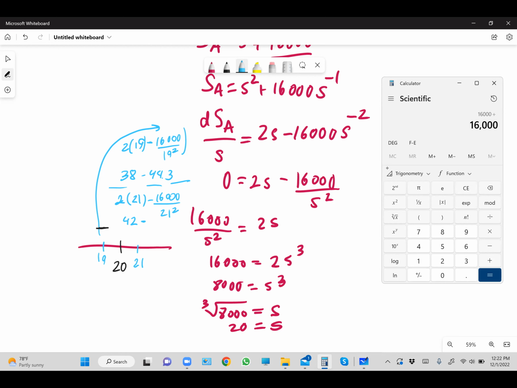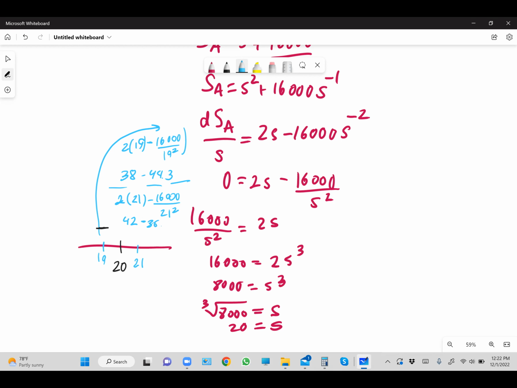16,000 divided by 21 squared. That's 36.3. Is that going to be positive or negative? Positive. So that means decreasing on the left, increasing on the right. So obviously 20 there is a minimum. This is a min. So in order to use the minimal amount of material to have 4,000 of volume, we need to pick a side of the square base to be 20.